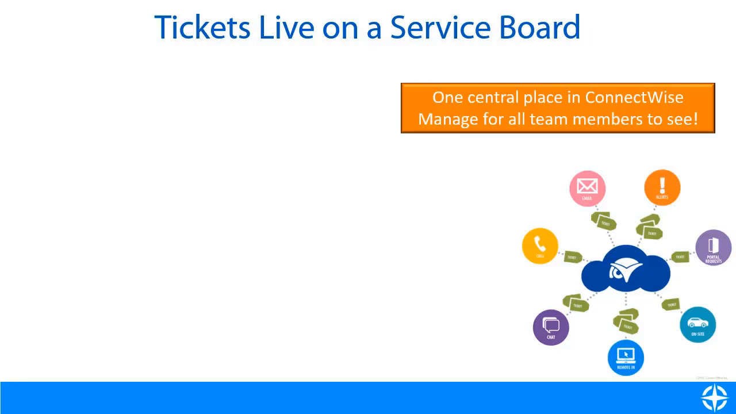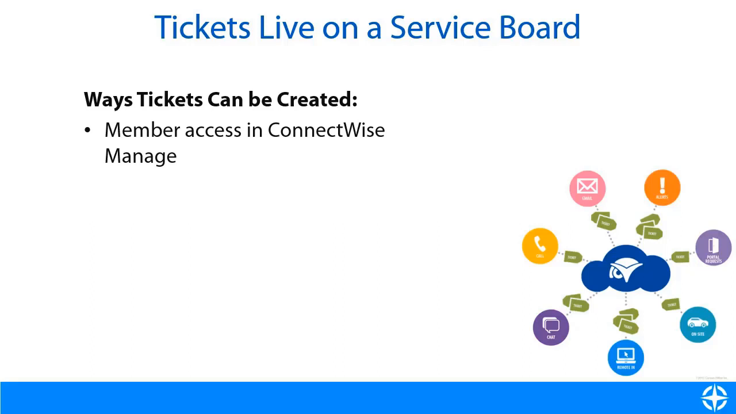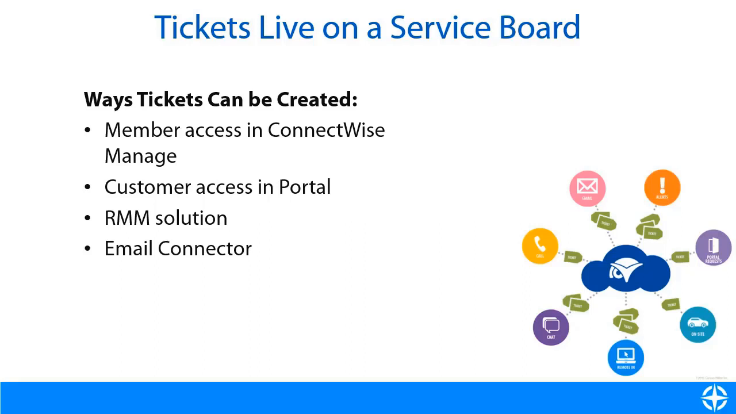As we now know, all roads lead to Rome, or all tickets go through a service board. There are many ways the ticket can be created. Your team members who have a login to Manage can access the system and create a ticket manually. Your clients can create a ticket in your portal. Automate or other RMM can create an alert in Manage. The email connector can create a ticket from an email. Workflow rules and service templates can create tickets automatically based on certain conditions.